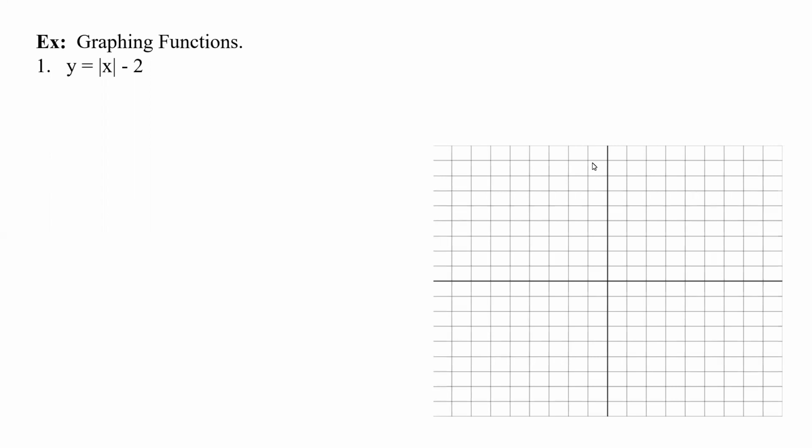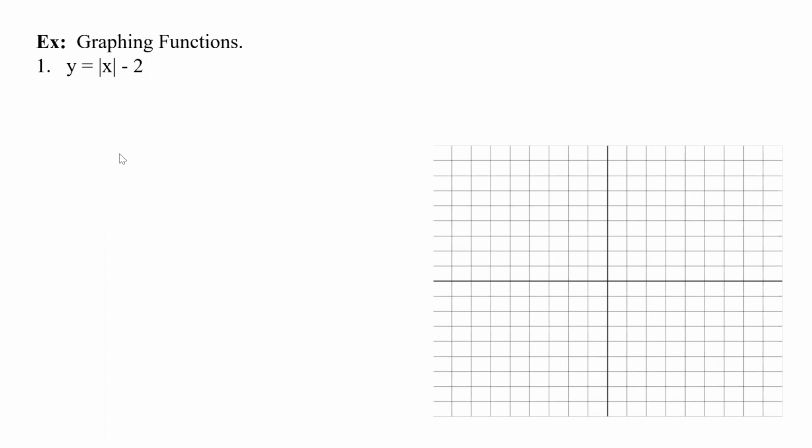Okay, we're ready to start part 3 of section 1.6. So now we're into graphing the functions. And so we have to remember all of our transformations from section 1.5. And so here we see we have y equals absolute value of x minus 2. What does that remind us of?